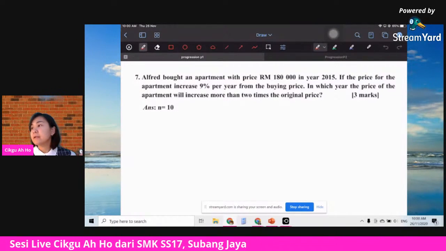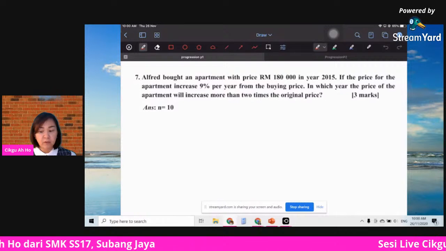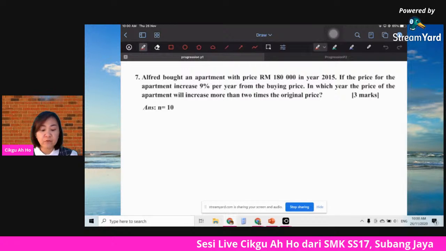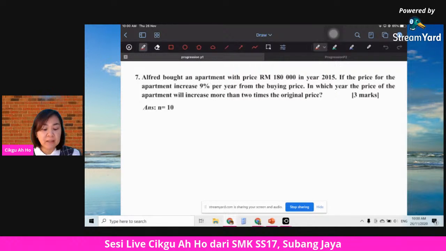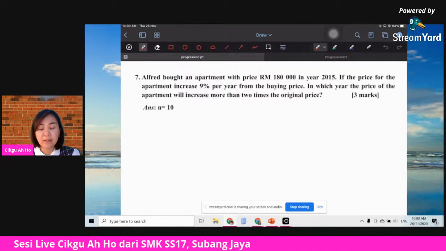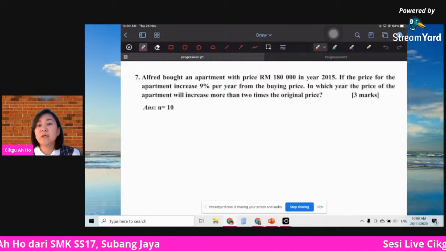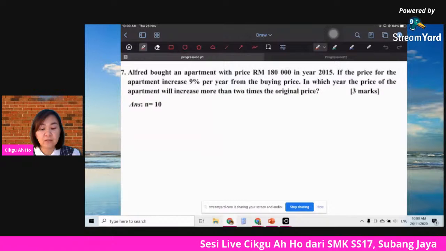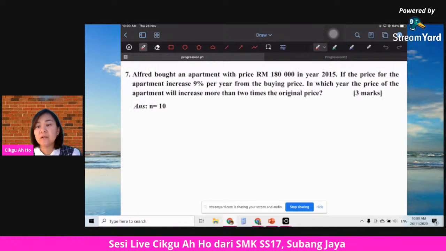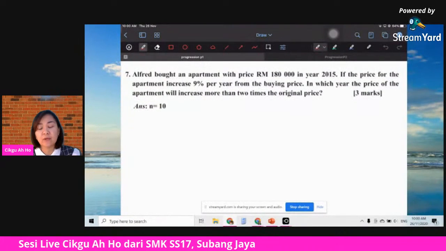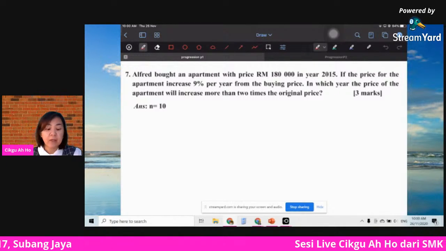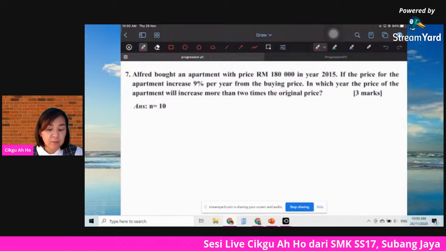Today we'll continue our revision on progressions. Maybe Form 4 students, you don't have the questions. Later I will share the questions with Puan Rohaida. For now you can continue to follow the session: read, go through, write down the answer, then later you can redo it when I post the questions for Puan Rohaida. Is that okay? So this is question number 7.